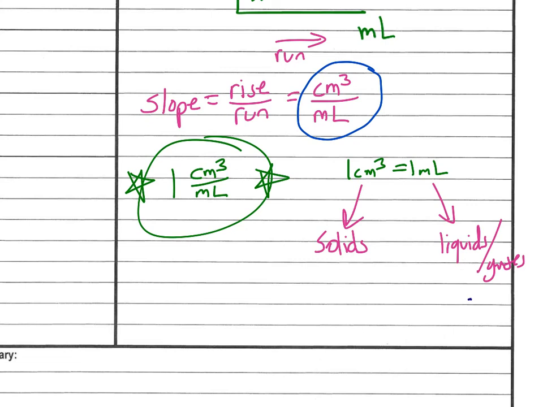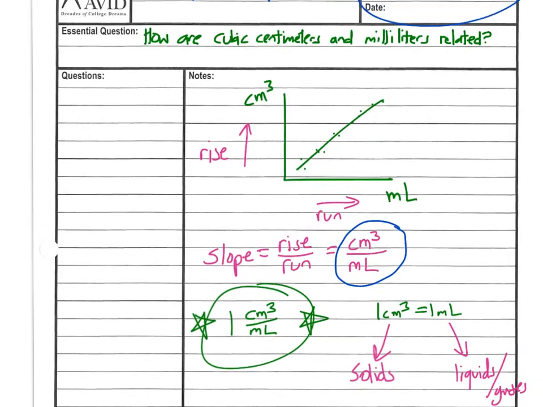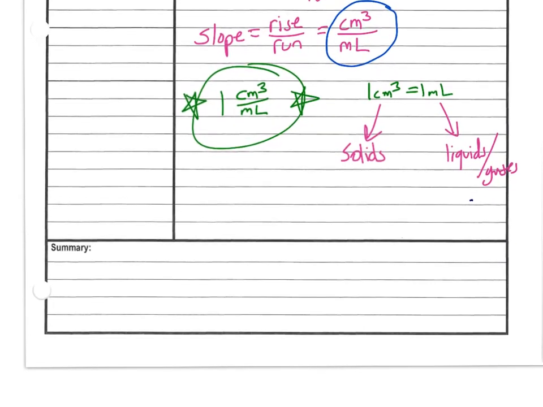So this is Cornell paper. Make sure that when you're finished here that you fill out some questions there. I think you need at least 2, and then your summary down here at the bottom, and that's it for comparing volume units.